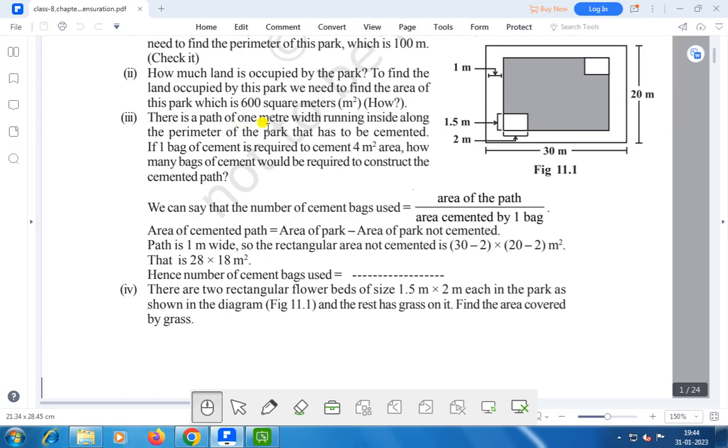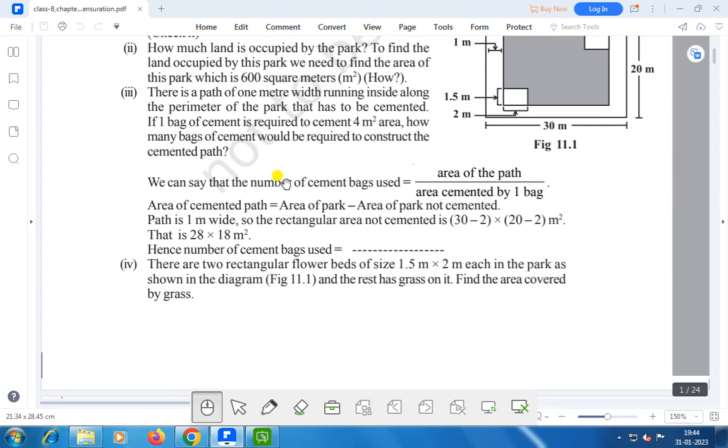This is a path of 1 meter width running inside along the perimeter of the park, so that has to be cemented. If one bag of cement is required to cement 4 meter square area, how many bags of cement would be required to construct the cemented path?